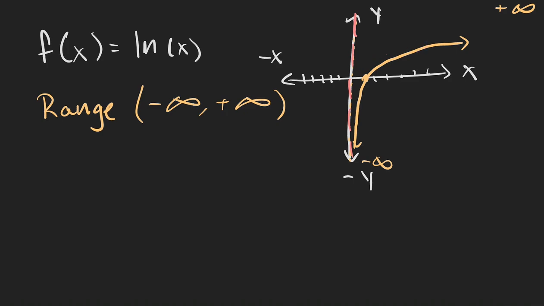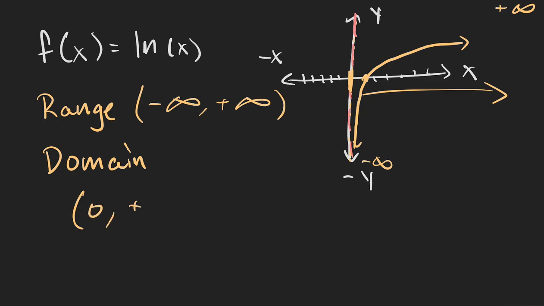Now, the domain. So our domain stops right at x equals 0, but it continues on in the positive x direction indefinitely. So the domain is going to be 0 to positive infinity. And notice I put a parenthesis here. That's because our function never actually touches this asymptote. It will just run along it until it gets infinitely close, but it never actually touches 0.